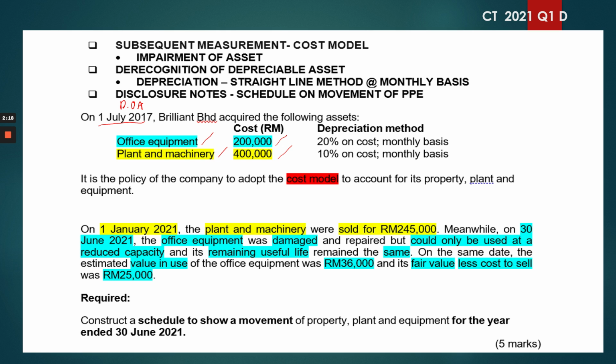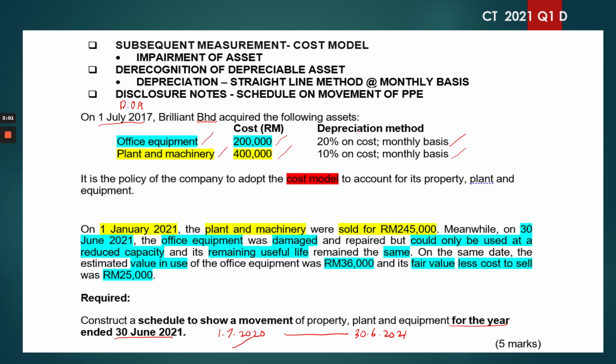And if you look at the requirement, you are asked to prepare the schedule to show the movement of property, plant, and equipment for the year ended 30th June 2021. So if you see there, it means that what you need to show is whatever from 1st of July 2020 up until 30th of June 2021. So you have no information given for the 1st of July relating to the accumulated depreciation, but we can calculate or find out that information using the depreciation information that you have here, where both are monthly basis.